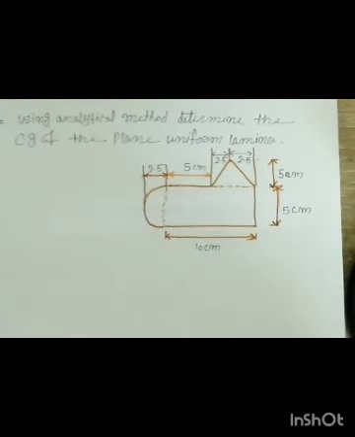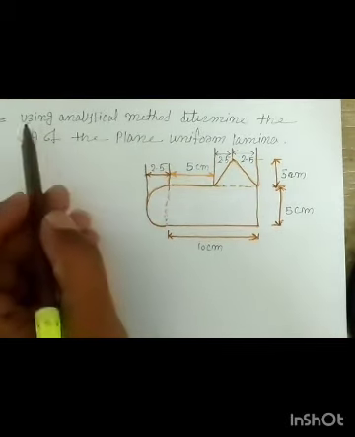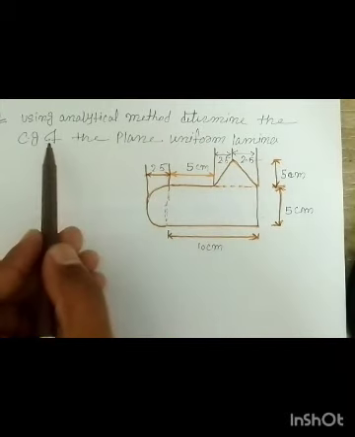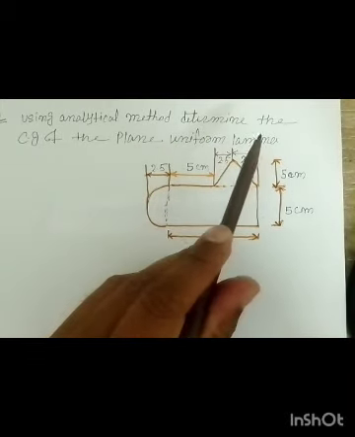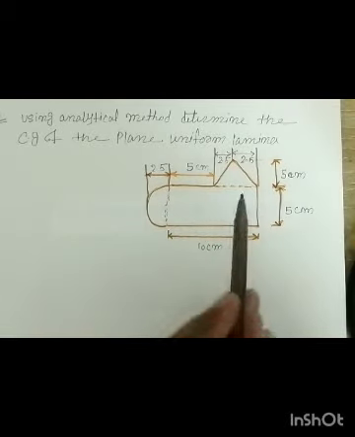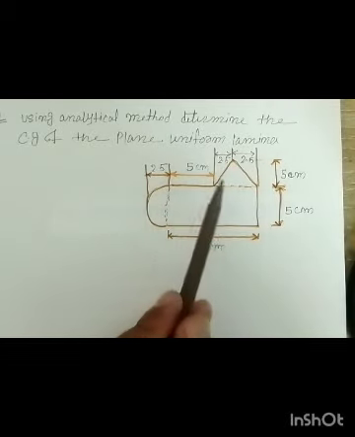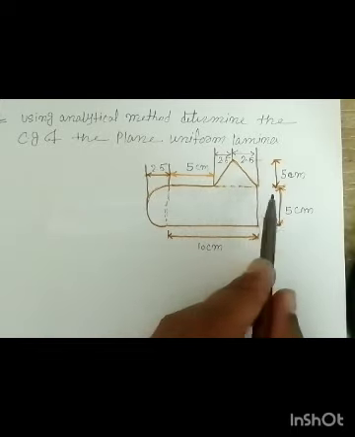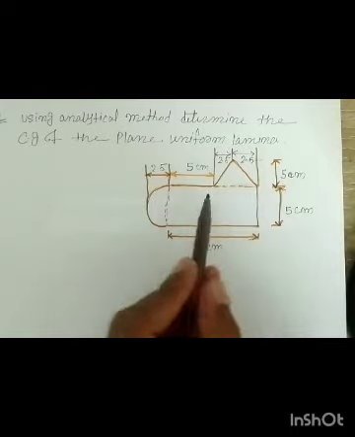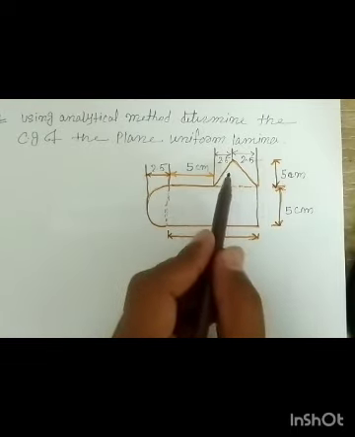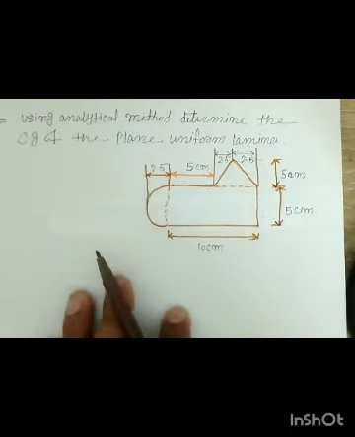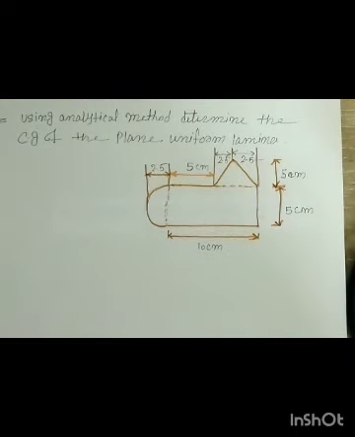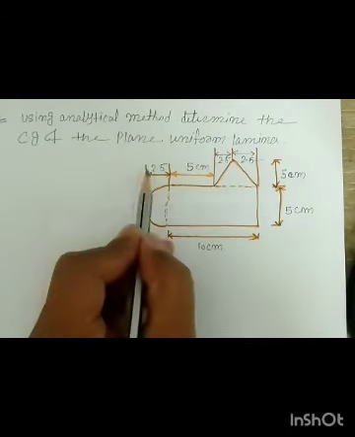So here, the question on the screen is: using the analytical method, determine the center of gravity of the plane uniform lamina. The figure is given here. If you observe very carefully, different geometrical objects are there: a rectangle, a semicircle, and a triangle. The dimensions are mentioned here. Whenever any plane is given, we try to keep that object on the xy plane.